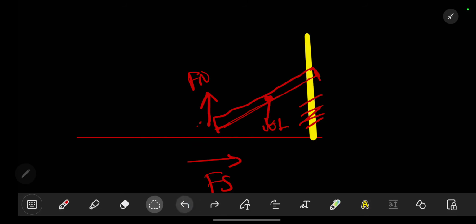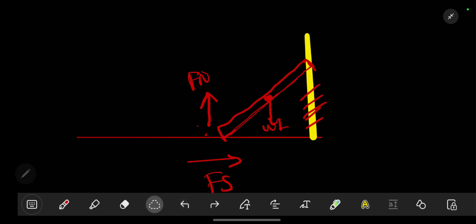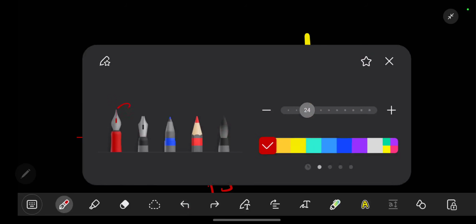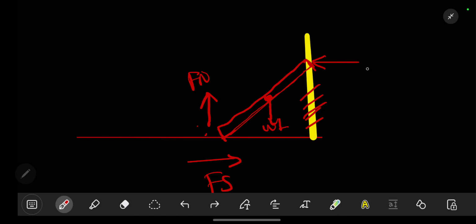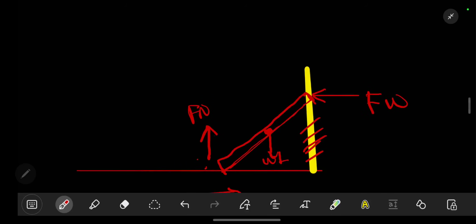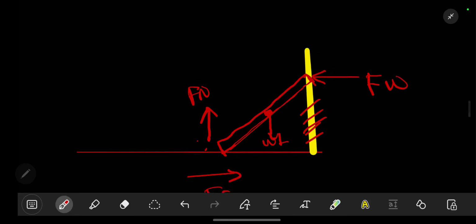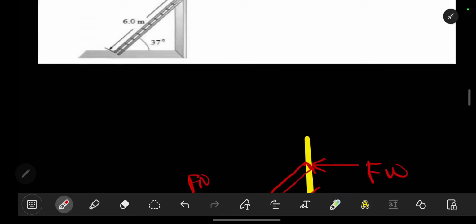The only reason why this is not happening is because there should be another force pushing against the ladder, because the ladder is applying a force on the wall in this direction. Therefore, there should be another force in the opposite direction. We are going to call this force the force on the wall. Know this, this is what we are going to be using mostly. For the other examples, I'll just say the normal force, the force on the wall, and the frictional force like that.